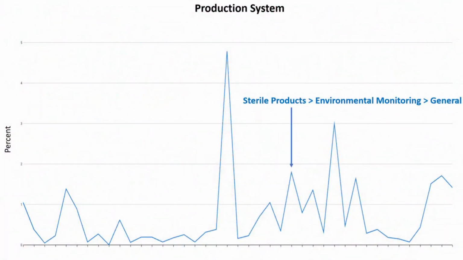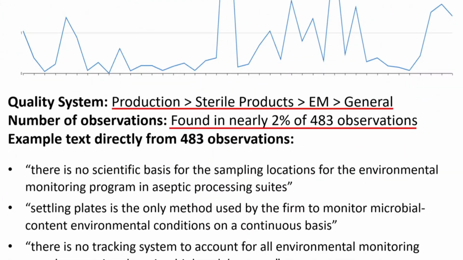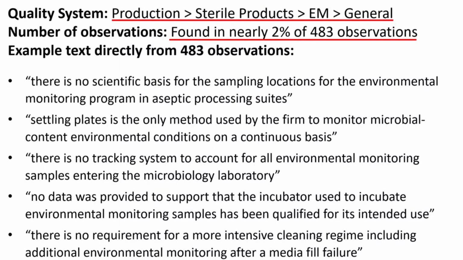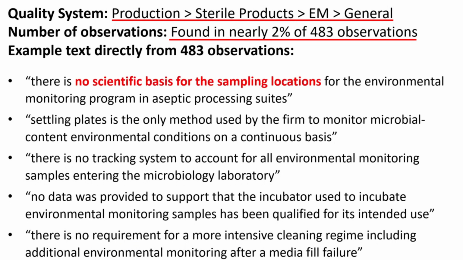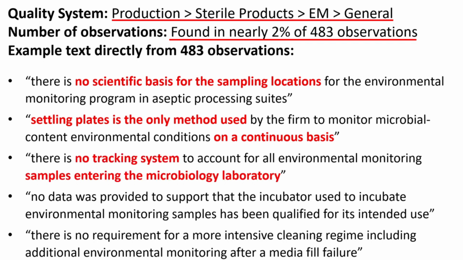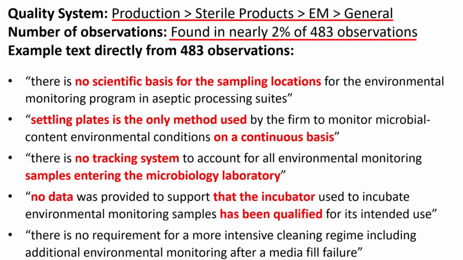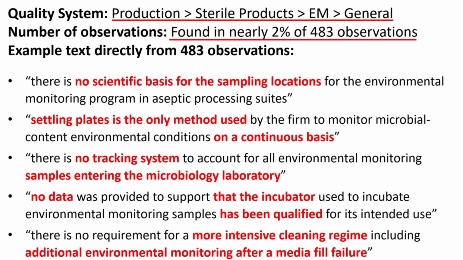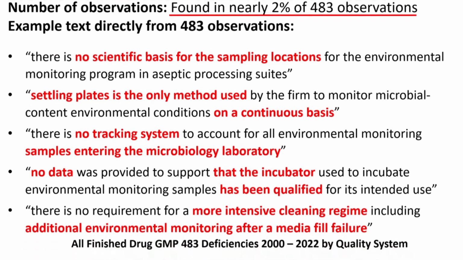The third most prominent set of issues found in inspection in the production system are general issues around environmental monitoring, found in nearly 2% of our model tags. One common citation has to do with how sampling locations for the EM program are determined, and once they are determined, whether the right type of sampling is conducted. In addition, the samples need to be analyzed and tracked, which can be an issue. Sometimes of concern is the qualification of the equipment used for the analysis, and the action items required when an excursion is detected also gets attention.